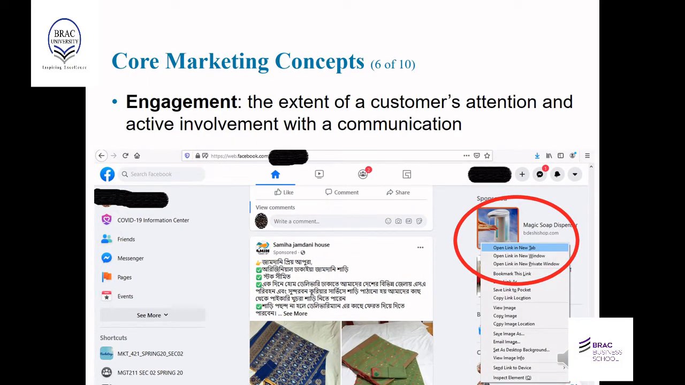Engagement means where the customers are getting involved with the advertisement. For example, the customer may ask about the product or service, or they may search for more information about the product or service. Now again, I give an example where you can see on a particular advertisement, I put my cursor and I'm looking for more information. That's why I'm searching it in another tab.